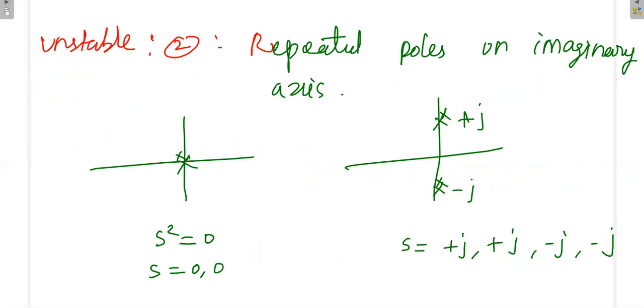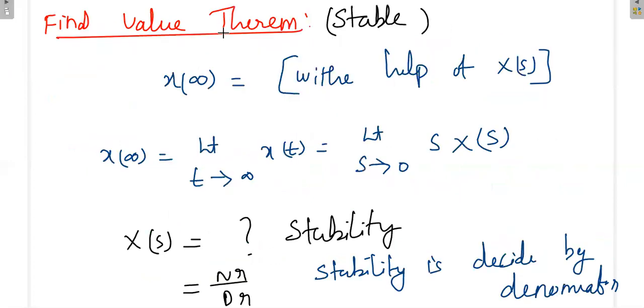For the final value theorem, X of S has to be stable. Only if it is stable can you apply the final value theorem. Otherwise, we cannot apply it. Simply, we can say the final value theorem is not applicable. So now we'll see the problems related to this.